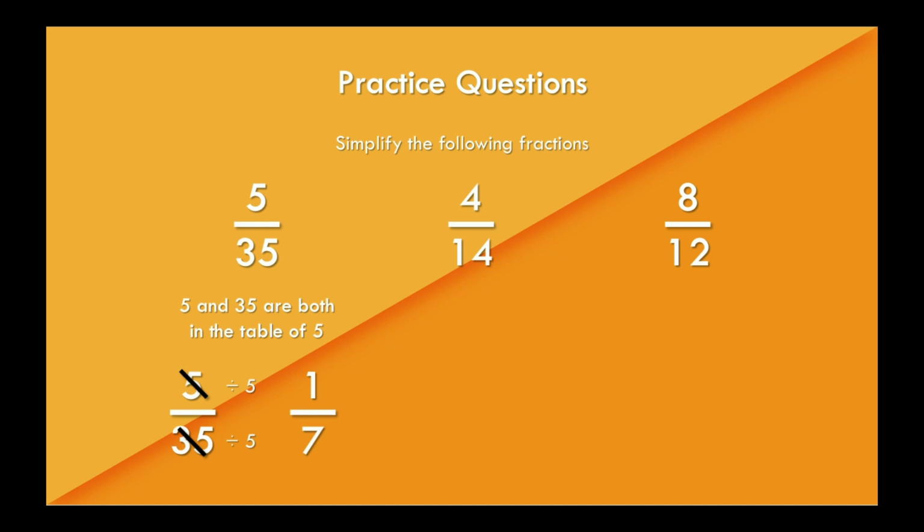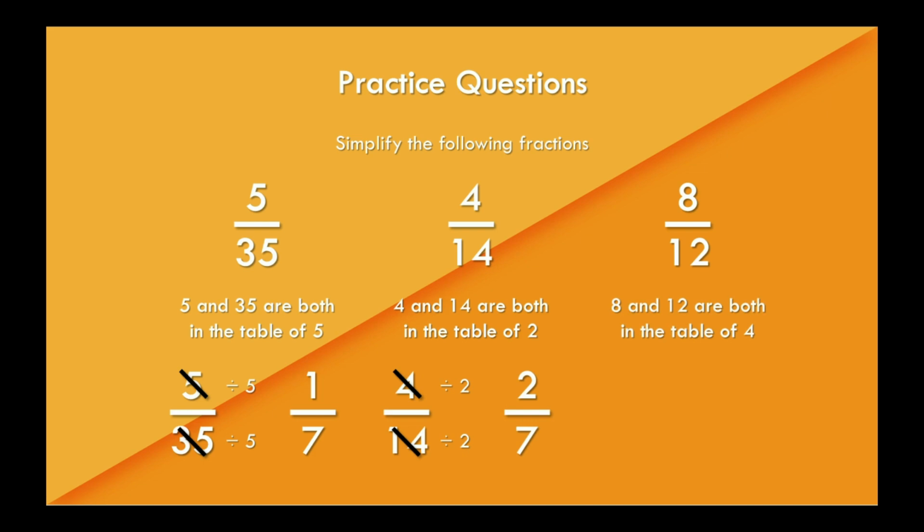For the next one, we know that 4 and 14, while they can't be found in the table of 4, both of them are even, so they can be found in the table of 2. 4 divided by 2 gives us 2. 14 divided by 2 gives us 7, giving us a final answer of 2 over 7.